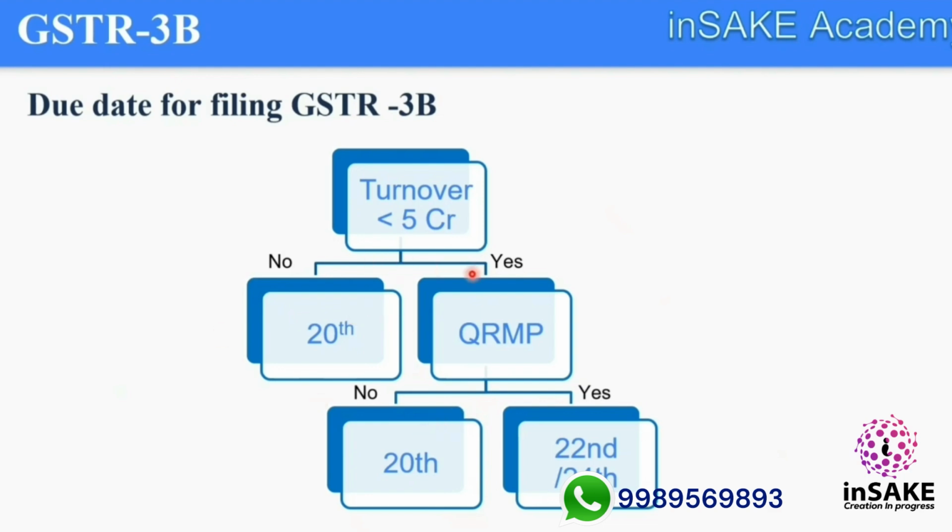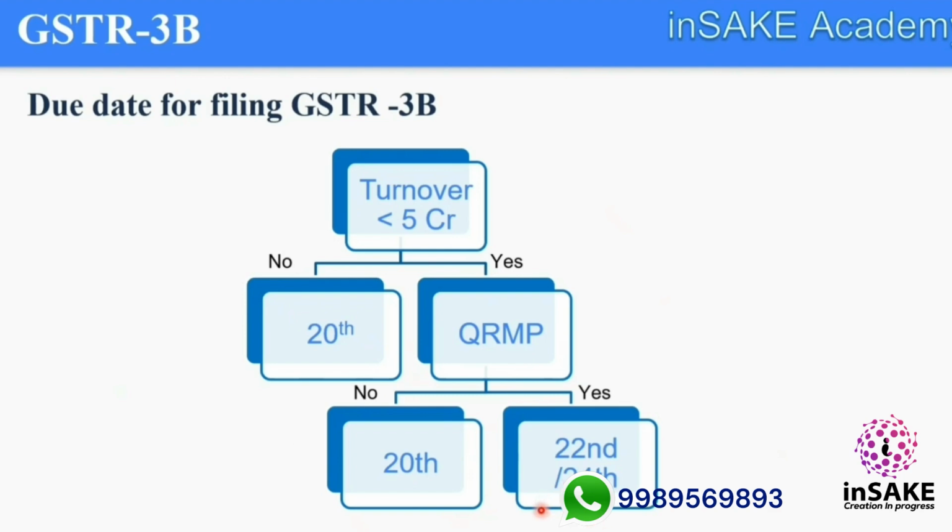Suppose the turnover is less than 5 crores, and he opted for the quarterly return and the monthly payment scheme, there is a relaxation given. The due date will be extended to the 22nd of the following month or 24th of the following month. See, at a certain stage you may have a doubt about why two dates, 22nd and 24th, were given.